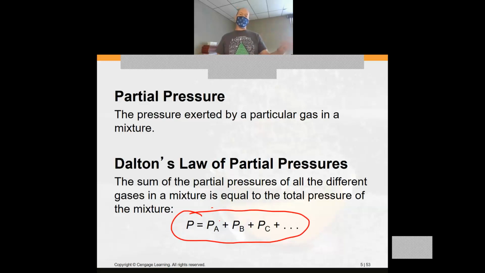So you have one flask, you have a partial pressure for A, a partial pressure for B, and then you add those up, and then you have the pressure total. Dalton's law of partial pressures: add up all the pressures of all the different gases, you have the total pressure.